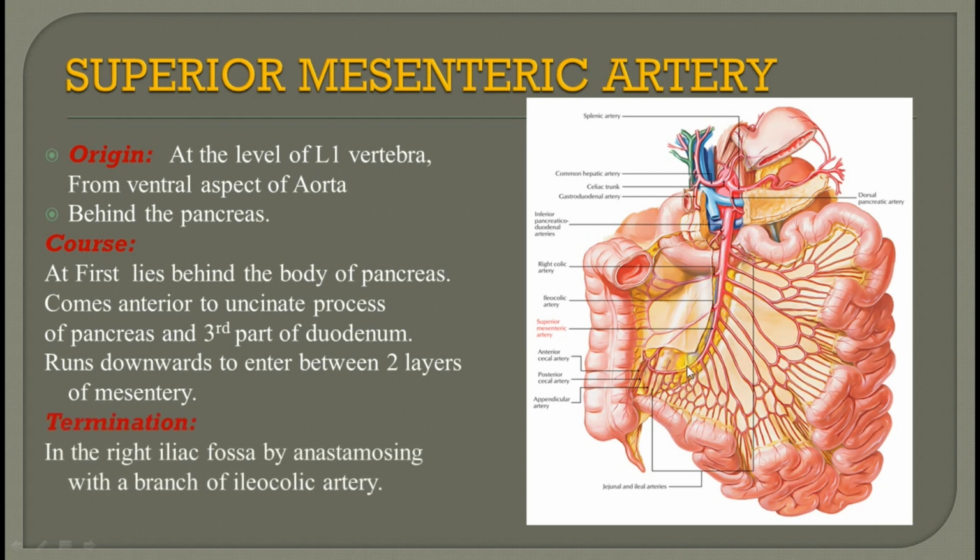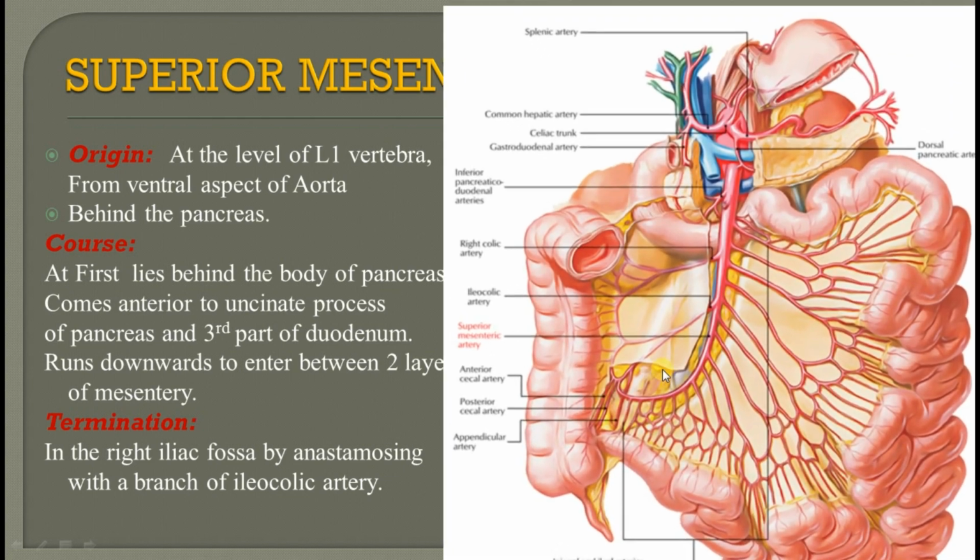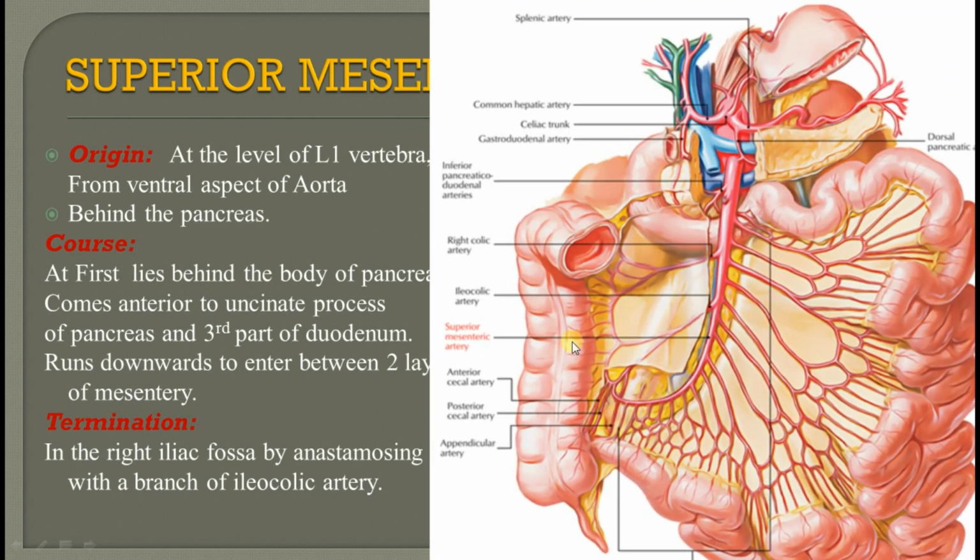Ultimately it anastomoses with the ileocolic artery, which is a branch of the superior mesenteric artery itself. So it anastomoses with one of its own branches, that is the ileocolic artery, where it terminates in the right iliac fossa. Throughout its course, as I told you, it maintains a convexity towards the right side. So in front of the third part of the duodenum, then it enters the two layers of the mesentery and anastomoses with one of its own branches, the ileocolic artery.